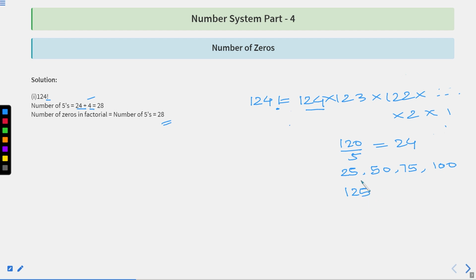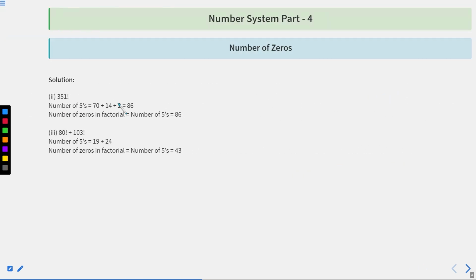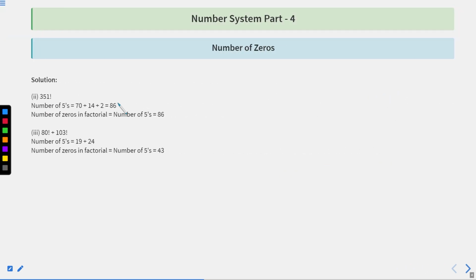When we have 125, if this number was greater than 125, we check for three factors. We will see such questions in upcoming slides. So we have 4 here and it completes, gives us 28. So now let us look at the second question.